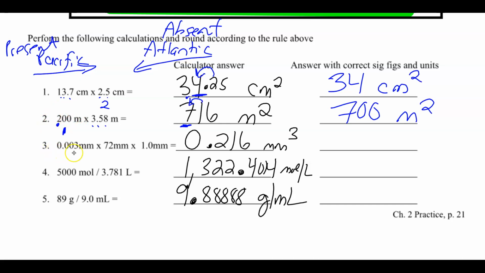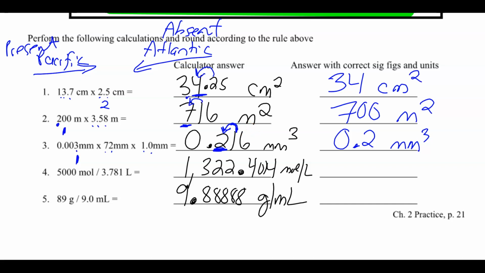Okay, number 3. Present Pacific, 1 sig fig. Absent, count from the Atlantic, 2 sig figs, 2 sig figs. I can only have 1 sig fig in my final answer. So here is my 1 sig fig. That's a placeholder. Look to the right. Oop, that's supposed to go to the 1 right there. Look to the right. Can the 1 round up to 2? Nope. 0.2 millimeters cubed. Oh, that's going to bother me. Let's get rid of that little squiggle by the 6.